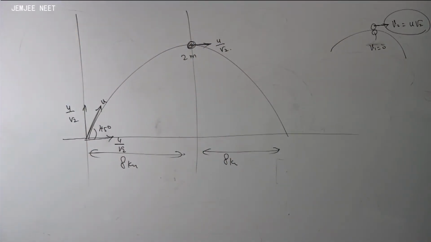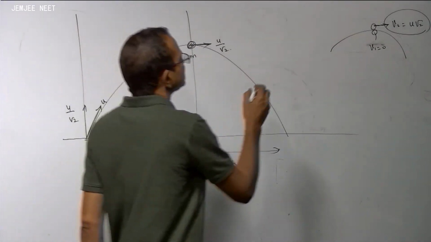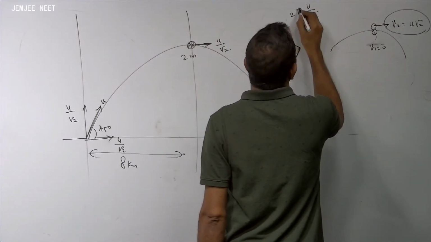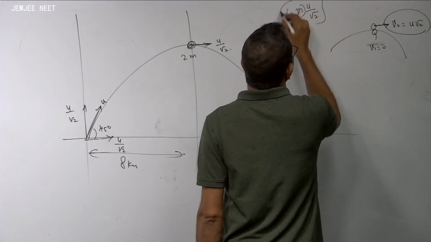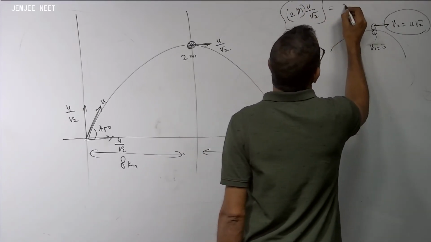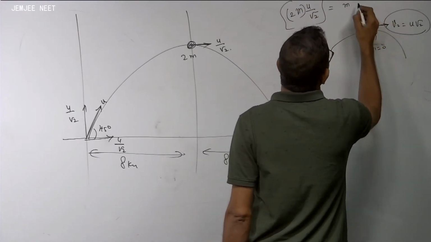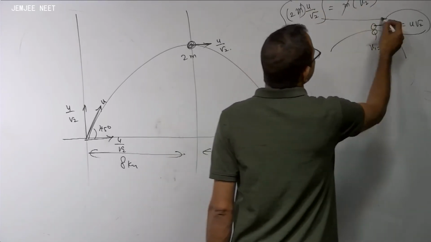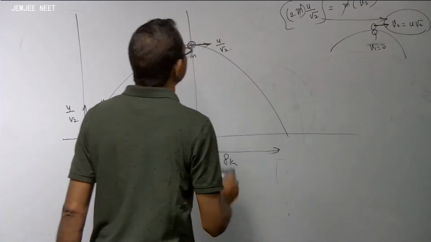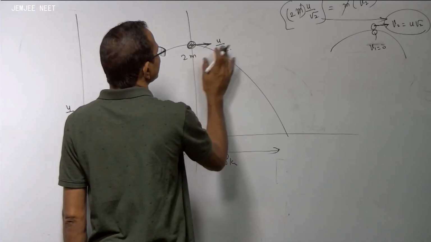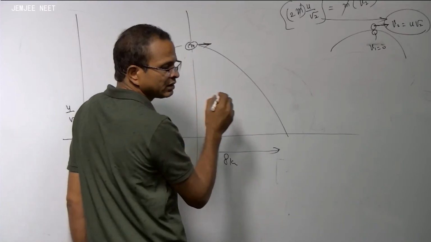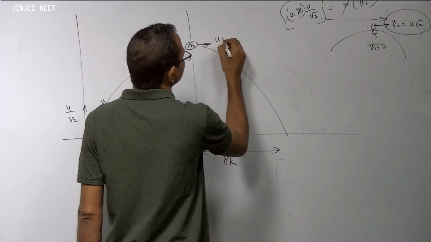How did it come? Total momentum before explosion: m U by root 2, 2m into U by root 2. Total momentum after explosion: only one body, into V2. If you solve this, what do you get? This is the answer. So after explosion, what's the speed here? There is only 1m having speed U root 2.